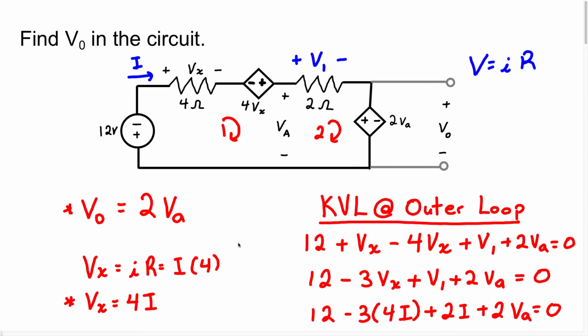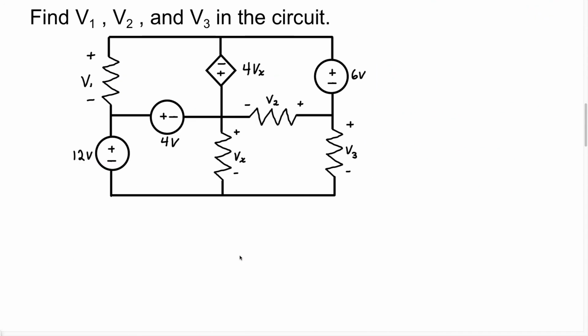Let's do another example. So this one says find V1, V2, and V3 in the circuit. So in this circuit diagram, they want us to find the voltage across this resistor, the voltage across this resistor, and the voltage across this resistor. Now, unlike the first example, we don't know the value of these resistors, and we don't know the current. Therefore, when we write our KVL equation, we're just going to have to leave it as the voltage that they give us.